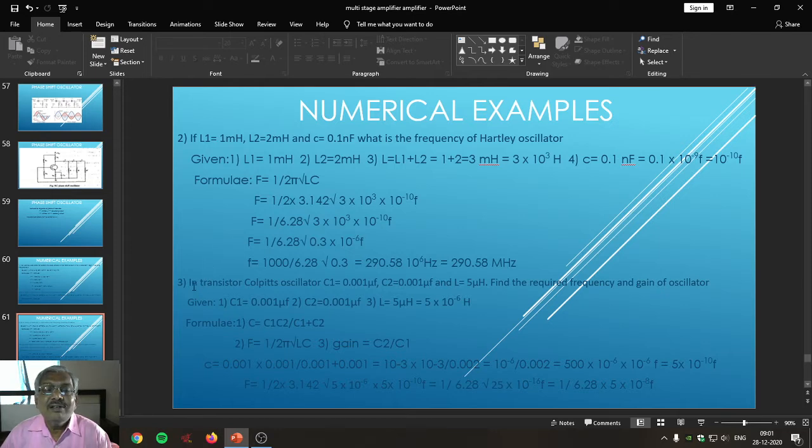Next example is based on the Colpitts oscillator. Let in a transistor as a Colpitts oscillator, C1 is equal to 0.001 microfarad, C2 is also equal to 0.001 microfarad, and L is equal to 5 microhenry. Find the required frequency and gain of the oscillator. So what are the given quantities? C1 is given, that is 0.001 microfarad. C2 is also given, again 0.001 microfarad. L is equal to 5 microhenry, that is 5 into 10 raised to minus 6 Henry.